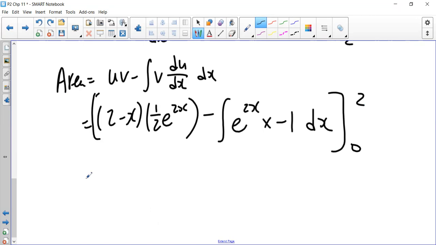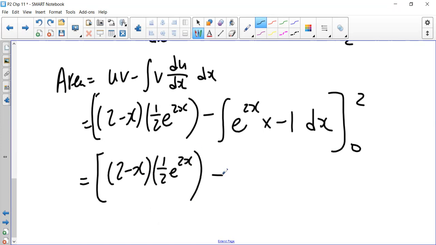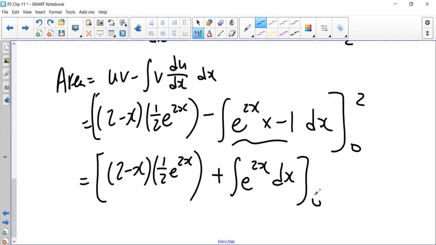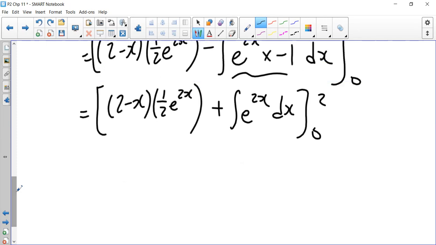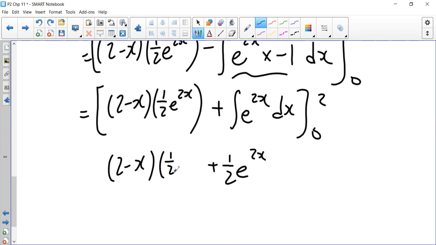Can we do anything with the first term? We can't, so I'll just rewrite it without doing anything at all. Minus, this one simplifies to minus e to the power of 2x, so the minus in front becomes a plus, the integral of e to the power of 2x dx. Now this step is really redundant, not really necessary. Integrating e to the power of 2x is just plus a half e to the power of 2x again. So the integration is not too bad in this one.